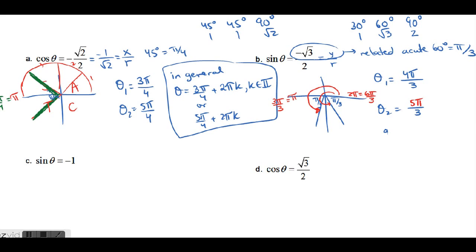And so the general solution, you'd have theta is equal to 4 pi over 3 plus any multiple of 2 pi, or 5 pi over 3 plus any multiple of 2 pi. Okay, a few more examples.